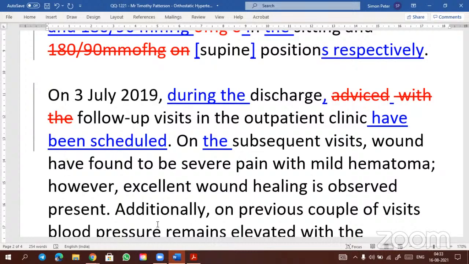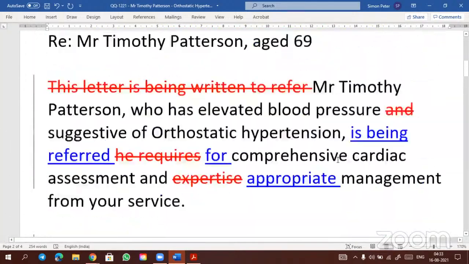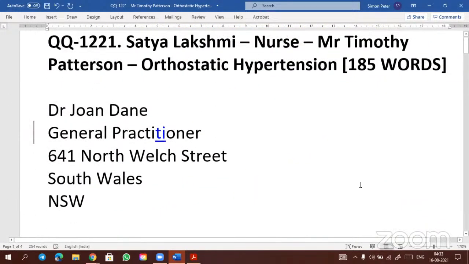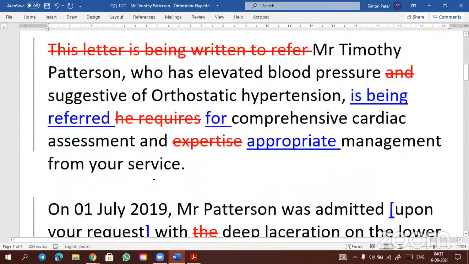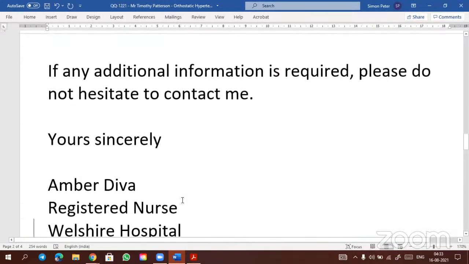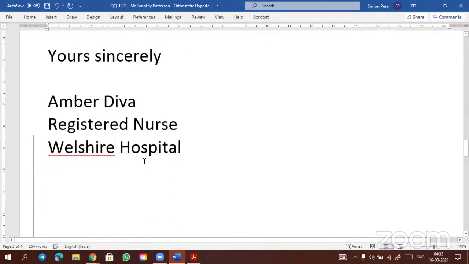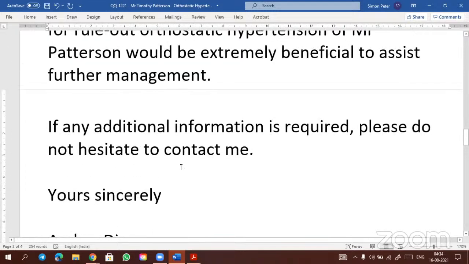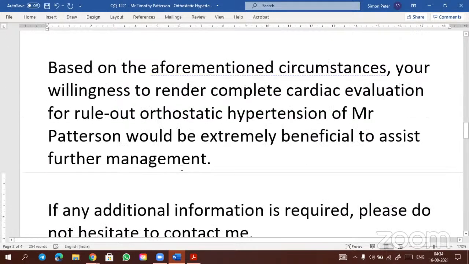So he visited the outpatient clinic of the same hospital. Visited Parry outpatient clinic. Where is Parry outpatient clinic? Is Parry there anywhere? The name of the hospital is given. Parry is the name of the clinic. Welshire Hospital. Fine.